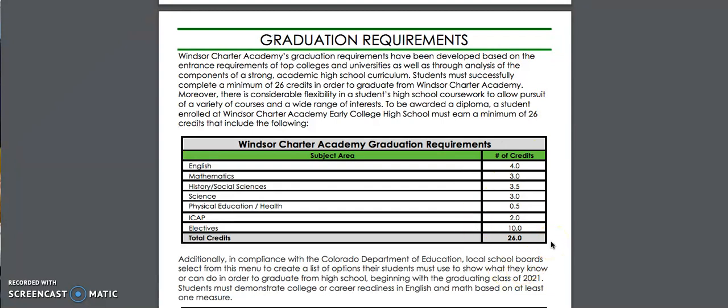You are more than welcome to get more than 26 credits, and a lot of students do, but that is the bare minimum, and it must be in these subject areas. So a student can't come to high school and take only electives. There are definitely state standards requiring certain core subject areas. And you will notice that we do not require foreign language to graduate. It's an option that would come out of your electives. However, foreign language is highly encouraged for college-bound students because many, many colleges look for 1 to 4 years of high school foreign language in order to get into their college. So keep that in mind.